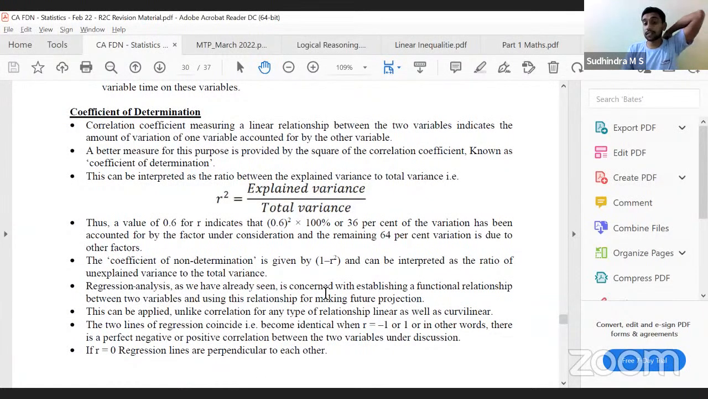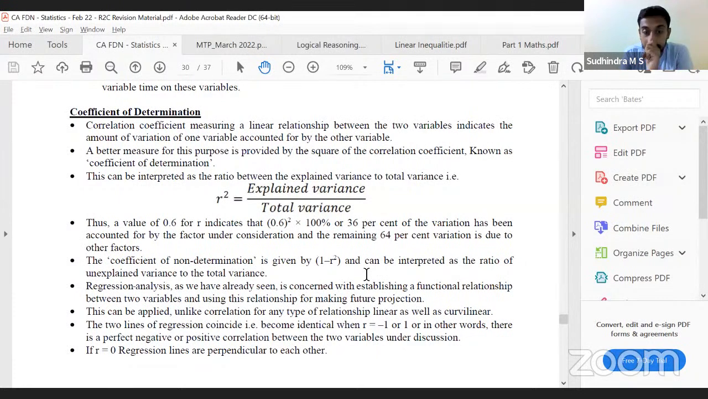Regression analysis is concerned with establishing a functional relationship between the two variables and using this relationship to make future projections. This can be applied, unlike correlation, for any type of relationship, linear or curvilinear. In the case of correlation, we discussed that Karl Pearson can be applied only for linear, whereas in regression there is no such restriction, linear or curvilinear. We can use the concept of regression analysis for all types of relationship.